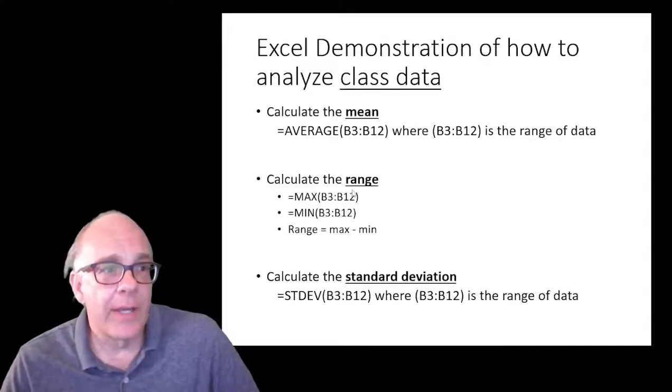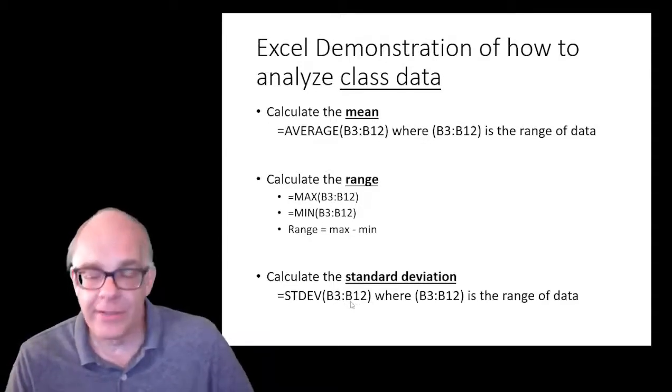You can calculate the range. To calculate the range of that same set of values, you use equals MAX, which will give you the high, and MIN, which is going to give you the low, so the range is going to be the maximum minus the minimum. And then for calculating the standard deviation, use a slightly different command, equals STDEV, standard deviation, of that same range, B3 to B12, column B, rows 3 through 12, where we're going to have the data that's going to be entered.